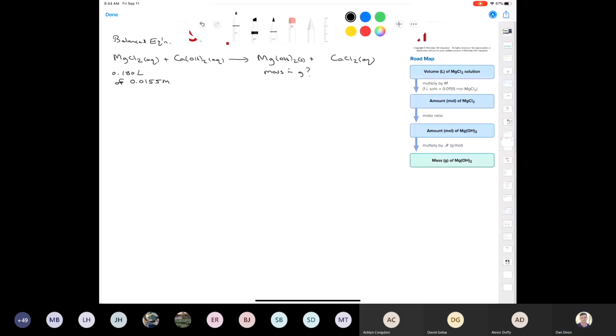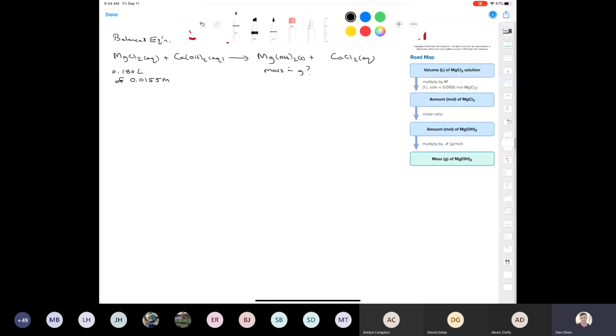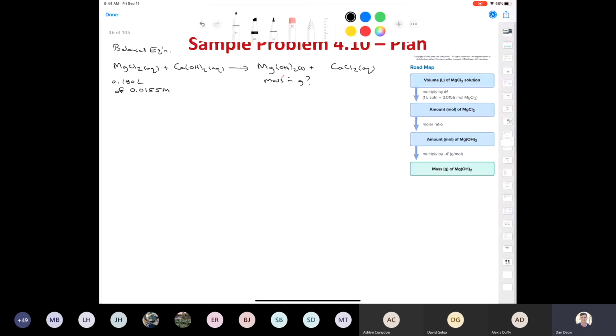Well, you can see that the stoichiometric coefficients in this balanced equation are such that 1 mole of this will react with 1 mole of this to give you 1 mole of this and 1 mole of this. So everything is present in a 1-to-1 to 1-to-1 ratio. That means I can start my dimensional analysis like this.